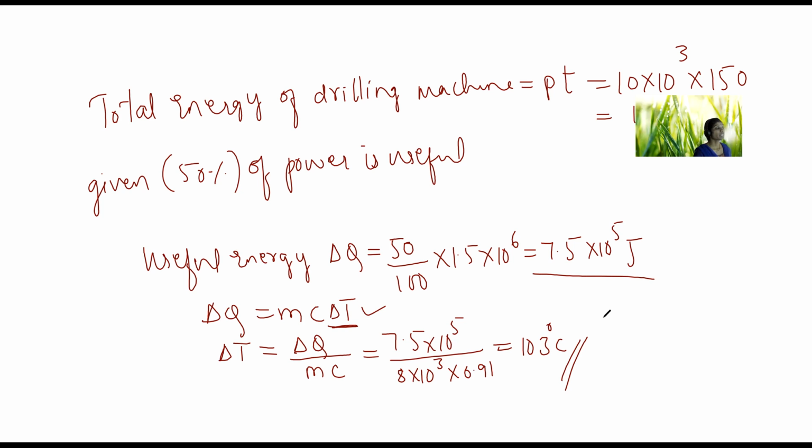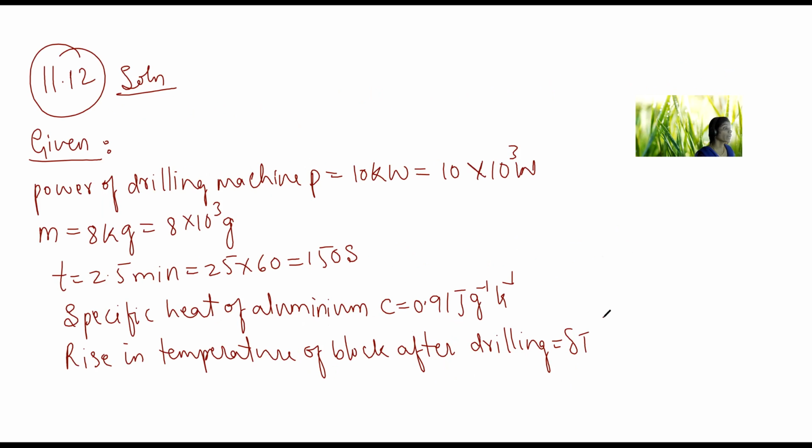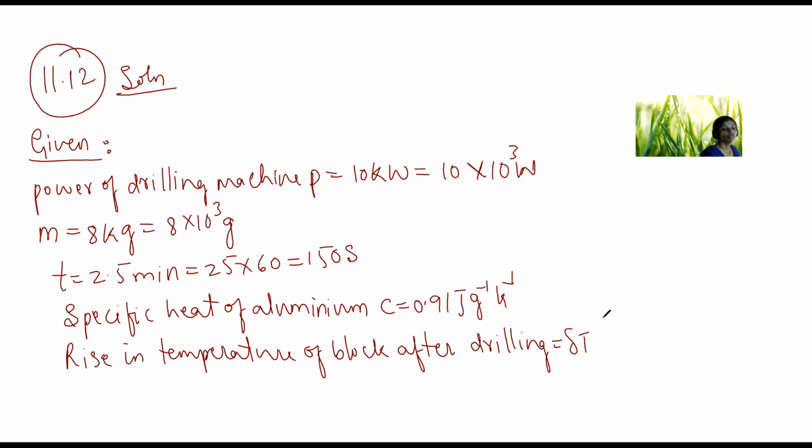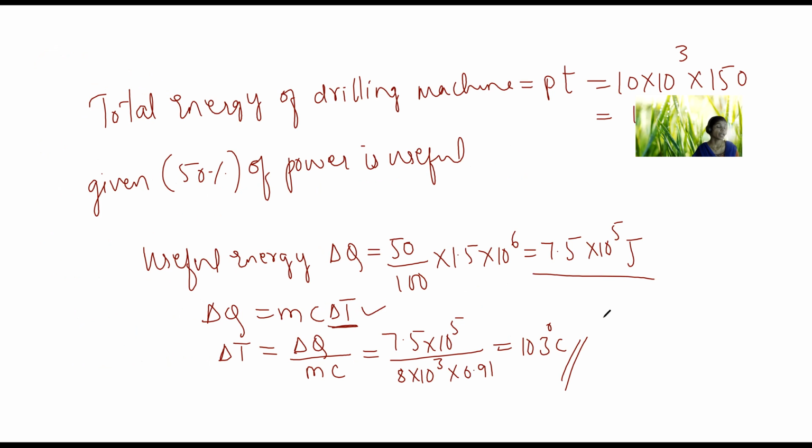Then we want to calculate change in temperature, that is the rise in temperature of the block after drilling. That is represented by delta T is equal to delta Q divided by m into C. Substitute all the values. Delta Q value is 7.5 into 10⁻5. Mass is 8 into 10⁻³ and the specific heat for aluminum is 0.91. C is nothing but the specific heat of aluminum, given in the question itself. After simplification we got delta T value as 103 degrees Celsius. So this is the solution for this problem.